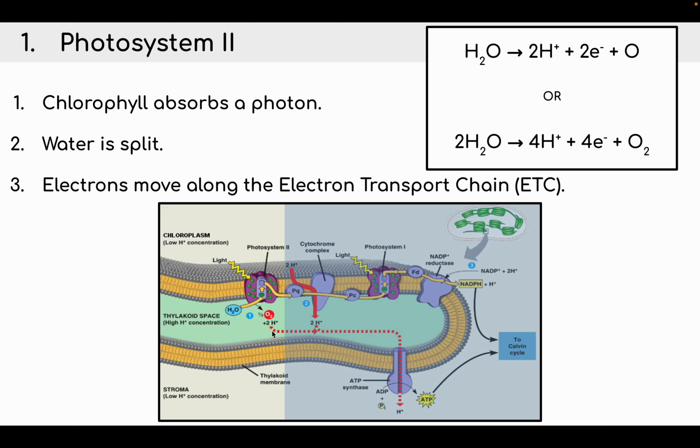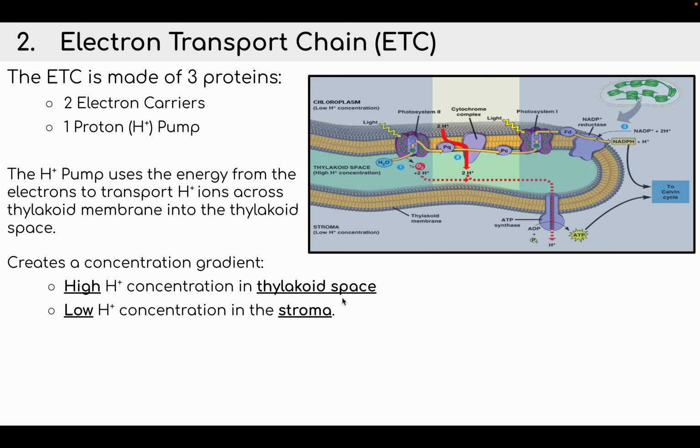So photosystem 2 is responsible for producing the oxygen that we breathe, and it's responsible for creating this high proton concentration inside of the thylakoid space, and it's responsible for absorbing light, which gives the electrons in photosystem 2 energy, which can then be passed down the electron transport chain.